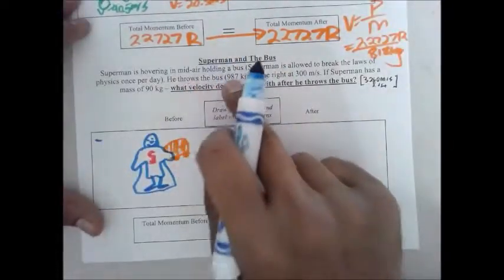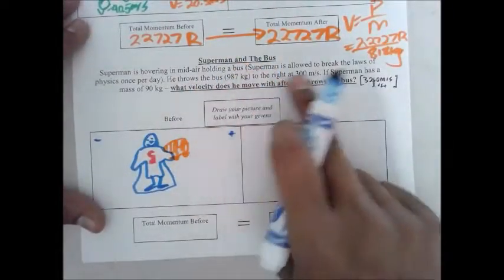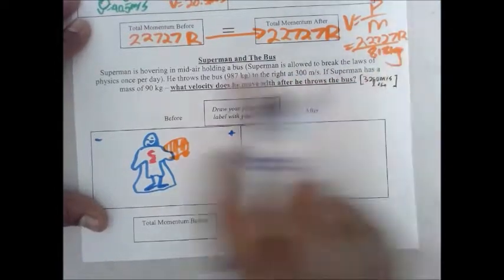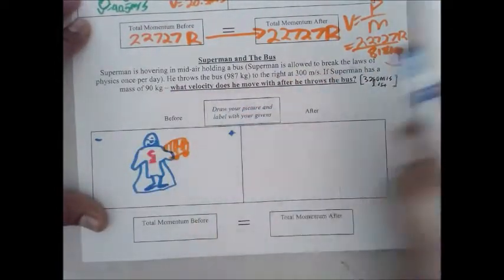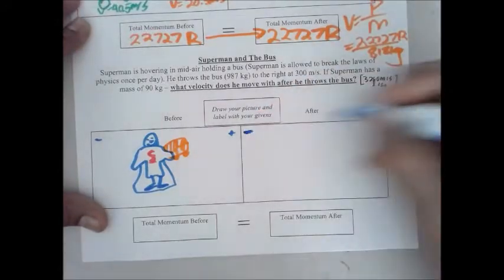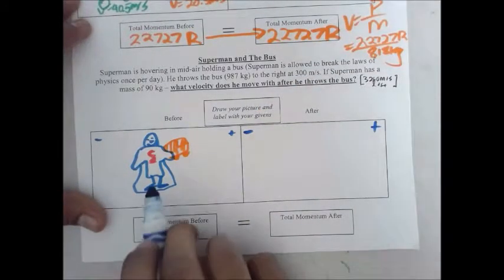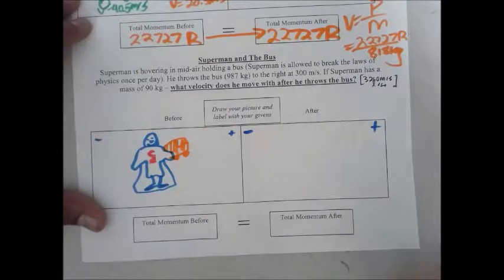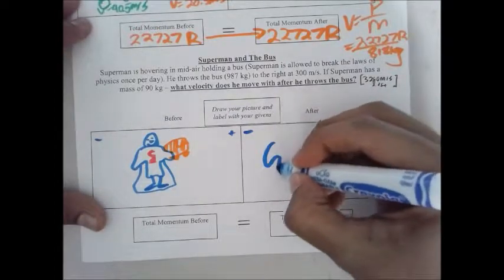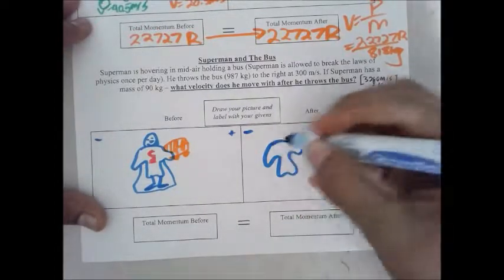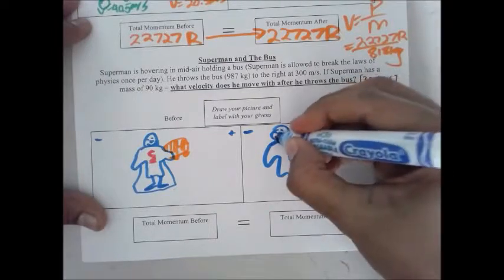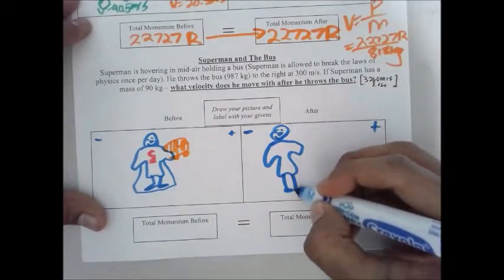Superman is allowed to break the laws of physics once per day, obviously, because he's Superman. He throws a bus, 987 kilograms, to the right at 300 meters per second. If Superman has a mass of 90 kilograms, what velocity does he move with after he throws the bus? Alright, so we have some information about what he's doing before and what he's doing after. Now, we know that he throws the bus, and then after the bus is thrown, we have some information.